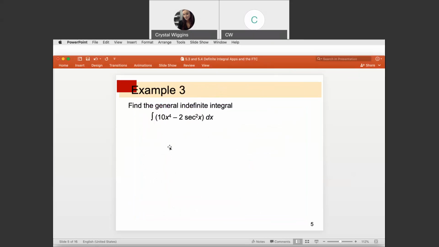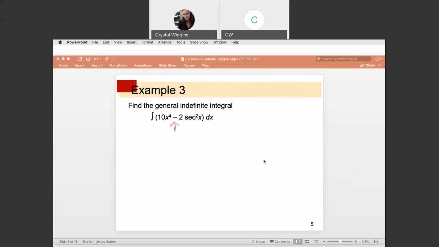Let's try this one example here. Let me get my pen up and running. I could just do this right in the PowerPoint. So if we are taking the integral of 10x to the 4th minus 2 secant squared, there are some rules about integration such that if you have a separation of terms between an addition or a subtraction, you can split the integral. Same rules that we have for derivatives.